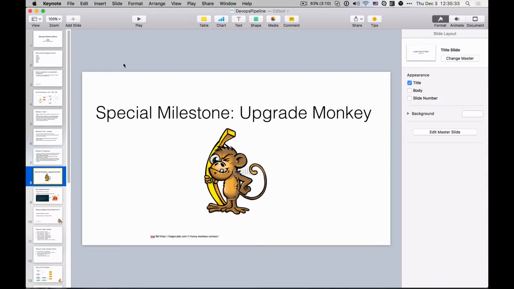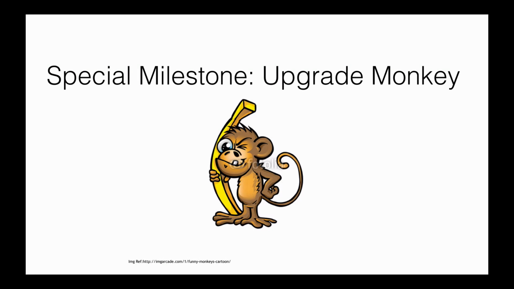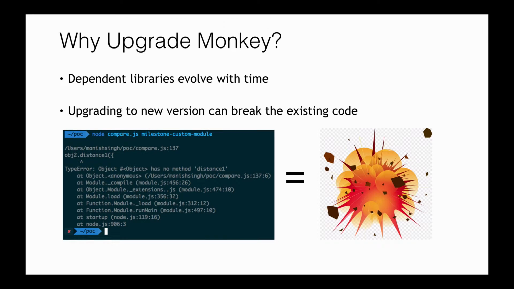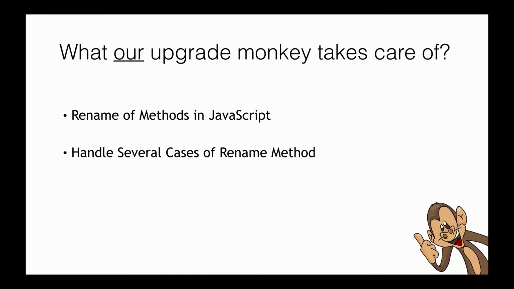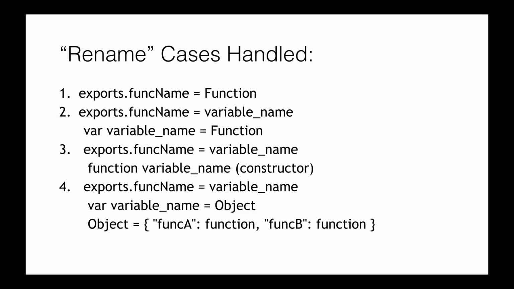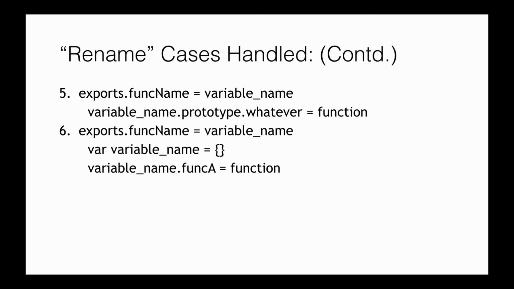Alright, so for the special milestone, we did an upgrade monkey. So why upgrade monkey? Because most of the dependent libraries evolve with time, and upgrading to a new version directly can break the existing code. So what our upgrade monkey takes care of is the rename of methods in JavaScript, and it handles several cases of rename method. Not all possible, but we are handling 6 cases. So these are the four cases, and these are the rest of the 2 cases.